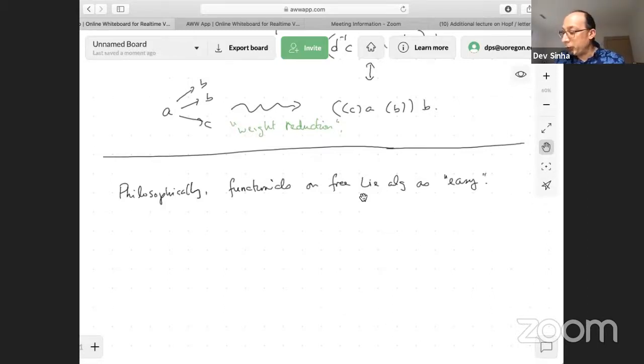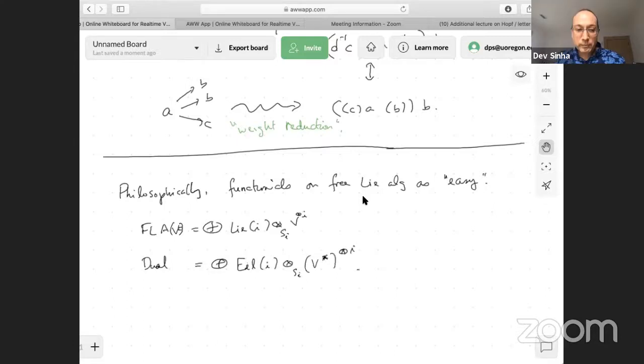So the free Lie algebra is a direct sum of Lie(n) on some vector space V, tensor V, tensor n, over the symmetric group. And so the dual, co-free Lie coalgebra, is something that we make from graphs. The star here means linear dual. So we think of that as easy.